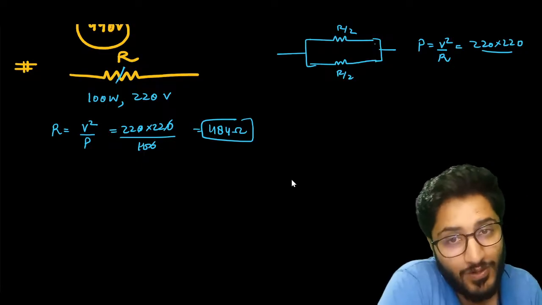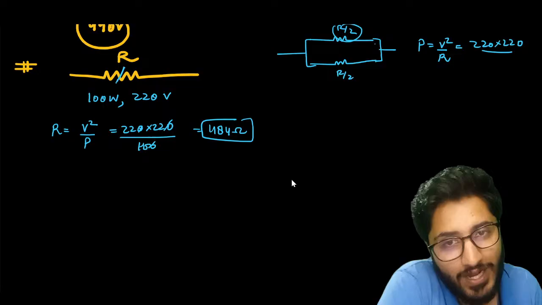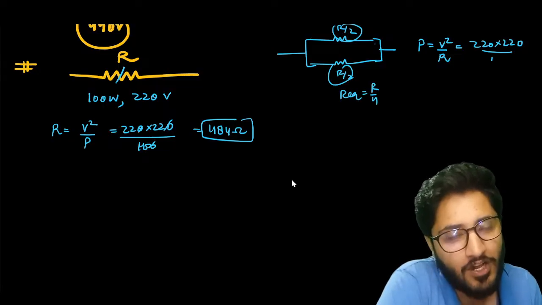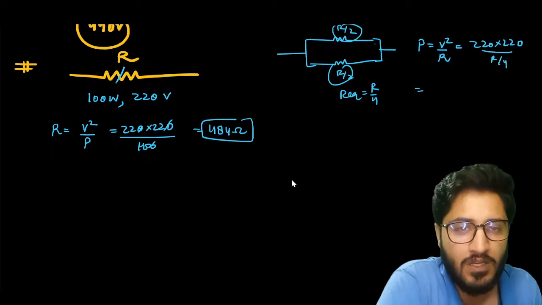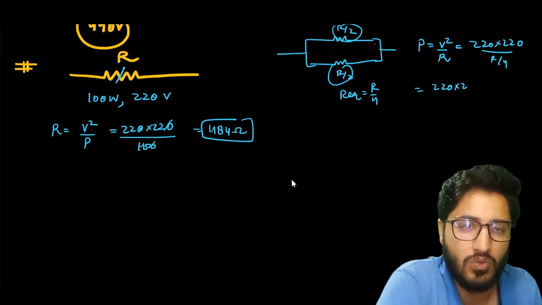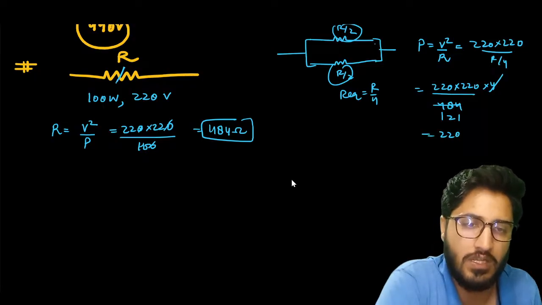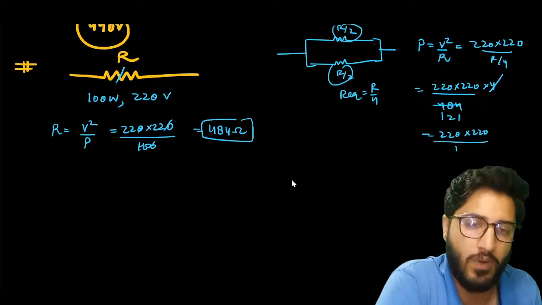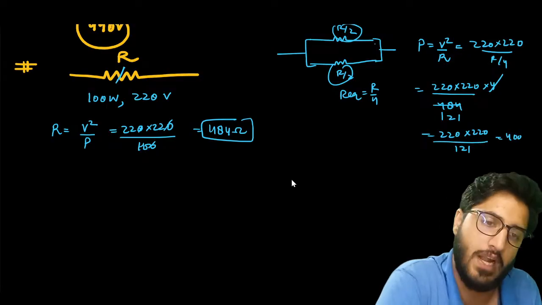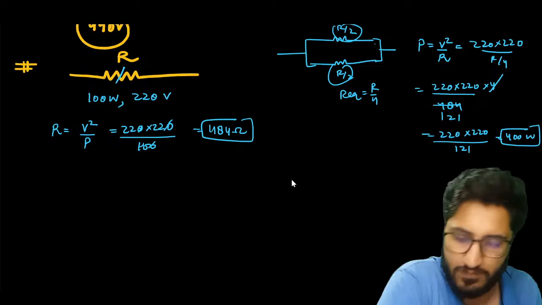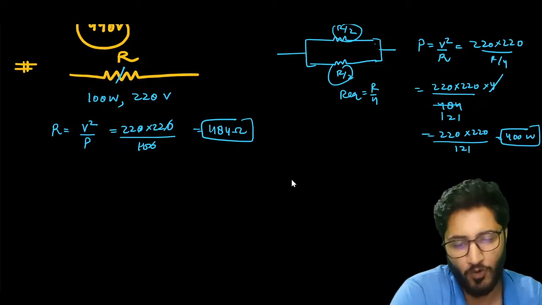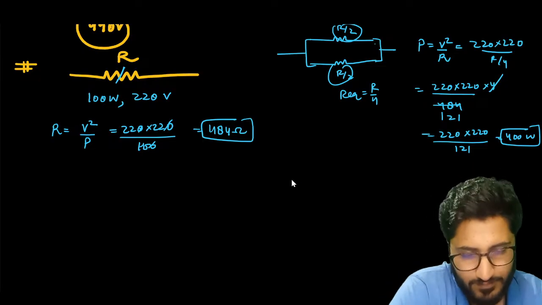Look, it is R by 2 and R by 2, so my equivalent R will be R by 4. So power is 220 into 220 into 4 by R. R is 484. 4 ones are 4, 4 ones are 4, 4 twos are 8, 4 ones are 4. So we have 220 divided by 121 times 4. It will be 400 watt.